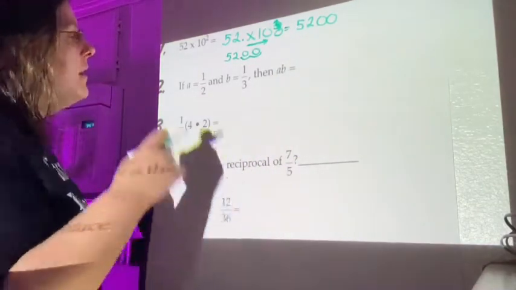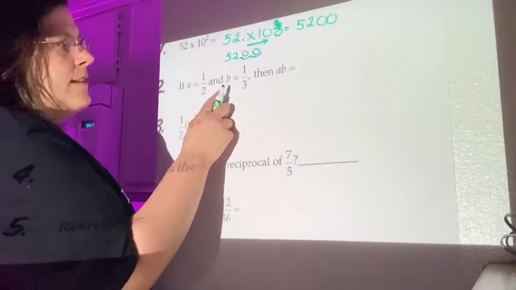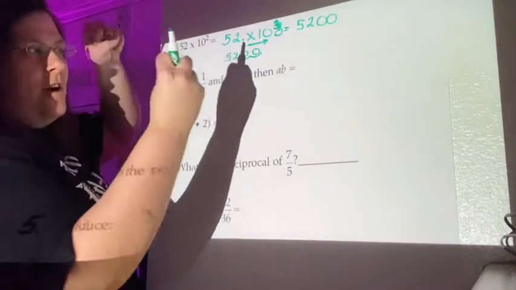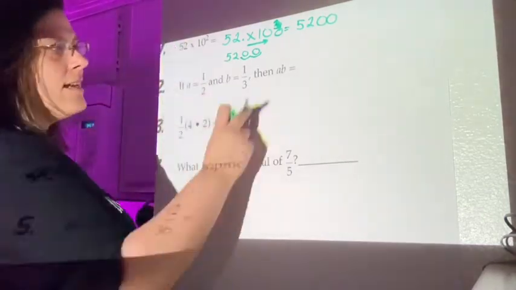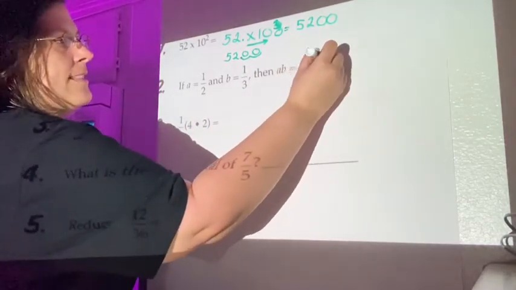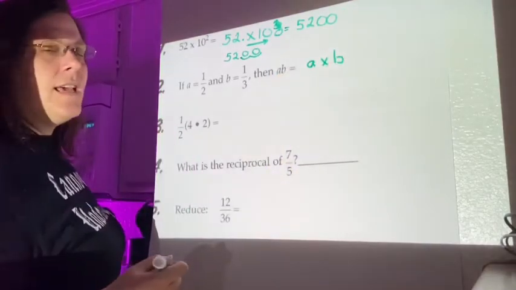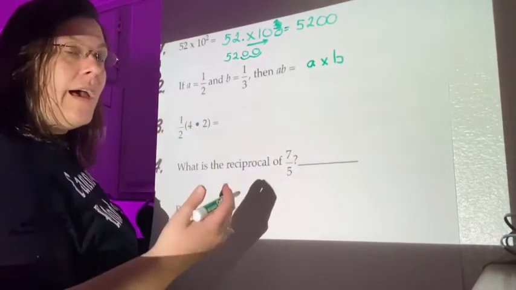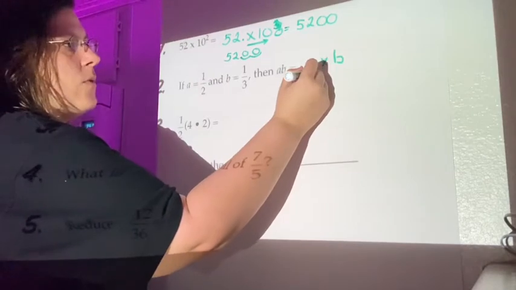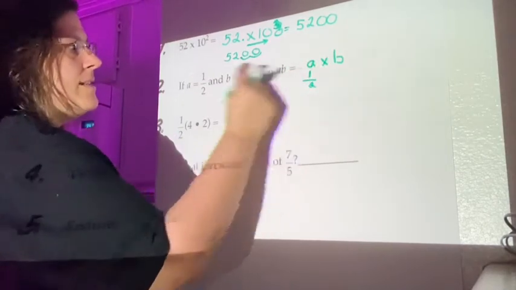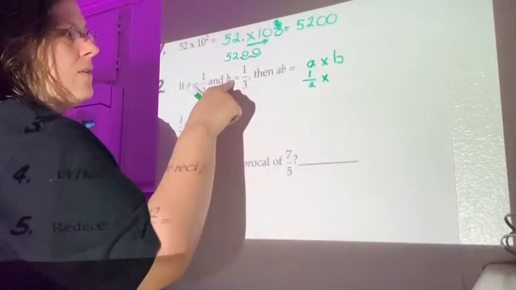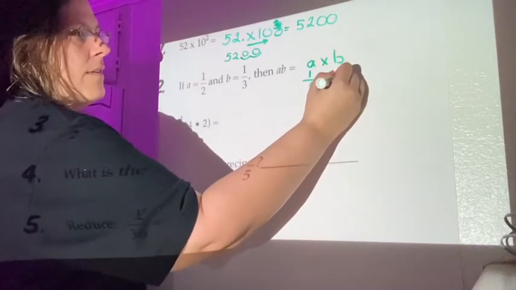You're all set. Number 2, if A equals 1/2 and B equals 1/3, then AB, oh, it's a butt cheek problem, because they are stuck together. And since they are stuck together, that's times in between. So really your problem looks like this, A times B. Now we can write it in a way that would make sense for us. So all we gotta do is say 1/2, because that's what A is, times B, which is 1/3.